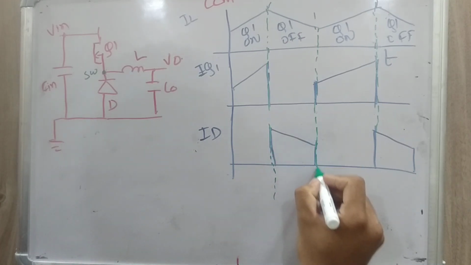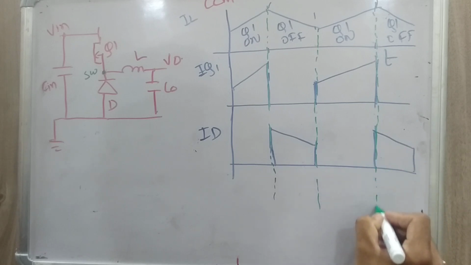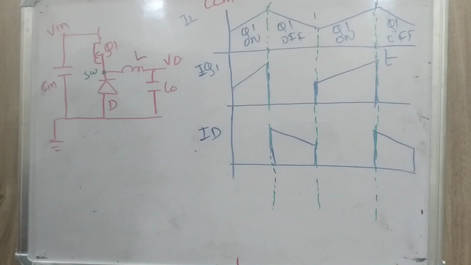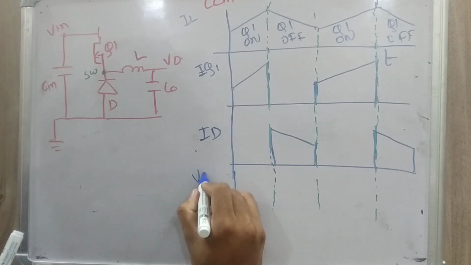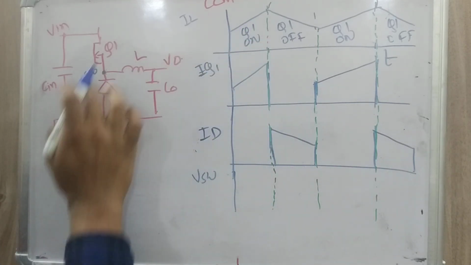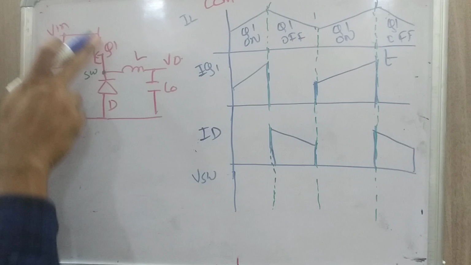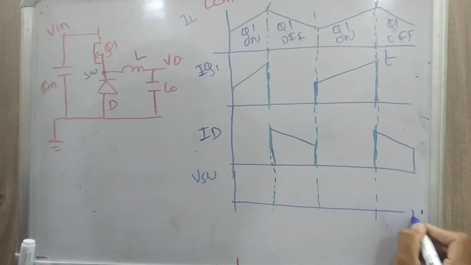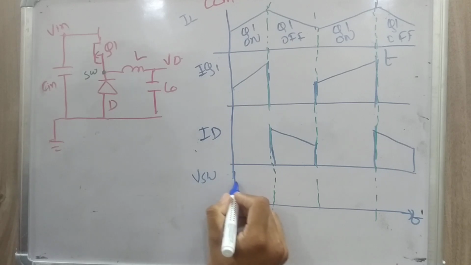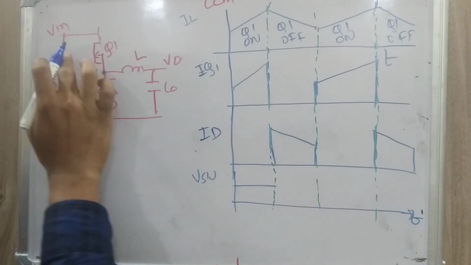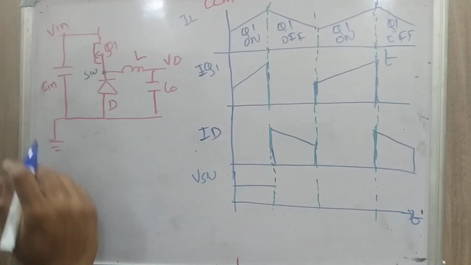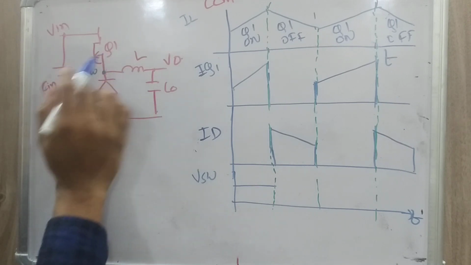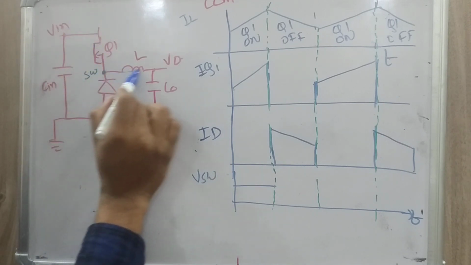Just extend the time segment. Okay, the VSW, how it looks. So when Q1 is on, so it is shorted. So Vin is shorted to this switching node. So this is the time axis. So VSW is Vin, and when Q1 is switched off, so earlier current was flowing in this direction.